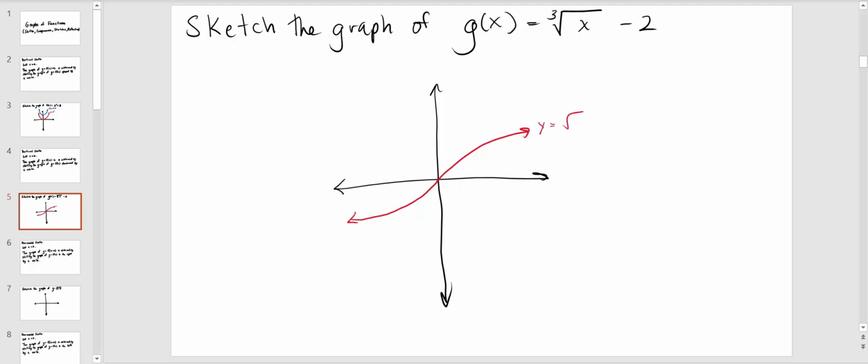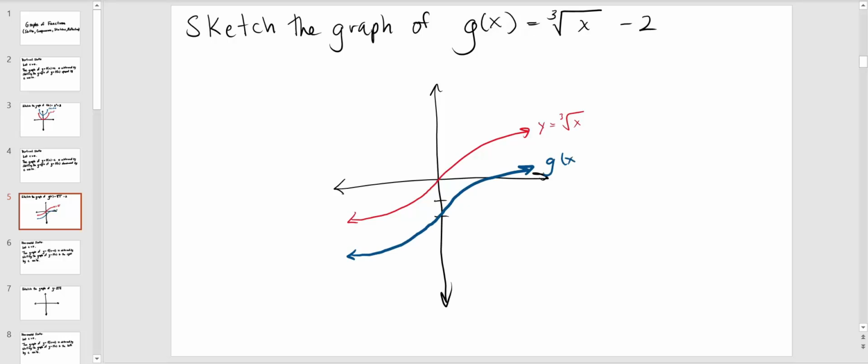That's y equals the cube root of x. We're going to take that graph and shift it down by 2 units because we're subtracting 2 on the outside of the function. We're reducing every output by 2. In particular, that point at (0, 0) is going to shift downward by 2 units. And then do your best to draw something parallel to the original graph, just 2 units lower.